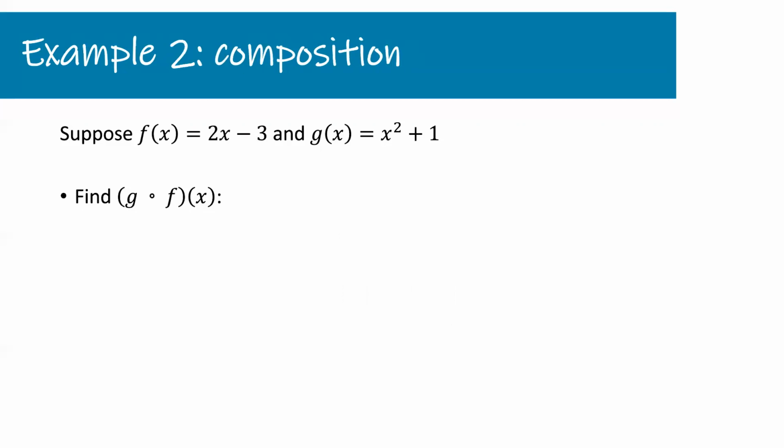Okay, so let's do another example. We're going to use the same f of x and the same g of x, but now instead of finding f of g of x, we're going to reverse it and find g of f of x. Take a few moments and pause and see if you can get the answer here. Remember, for g of f of x, anywhere that you see an x in g, you're going to plug the entirety of f of x in.